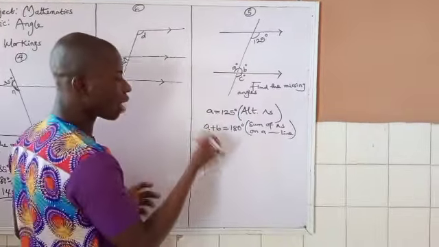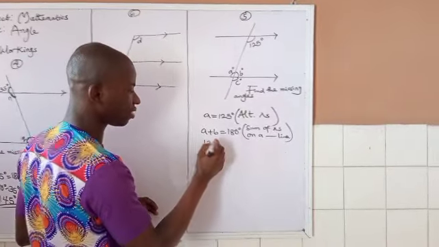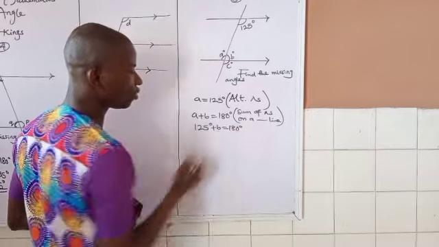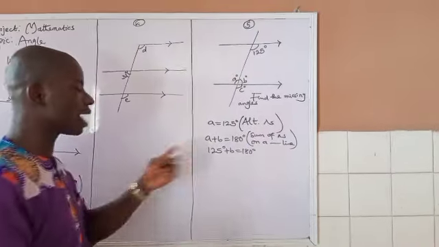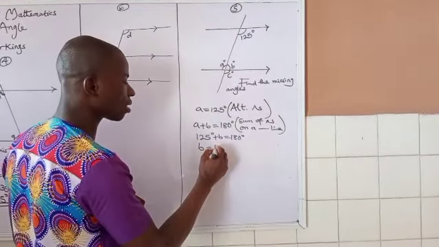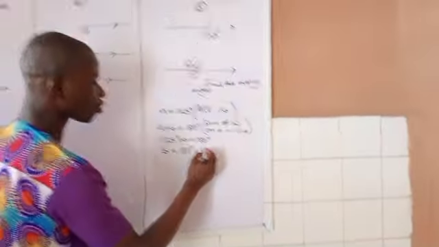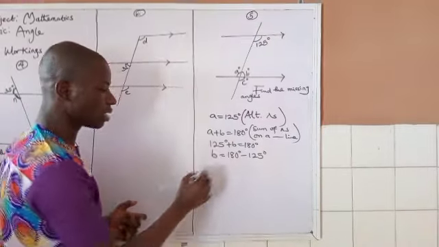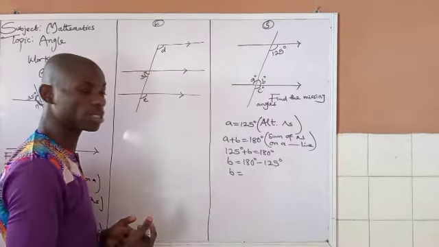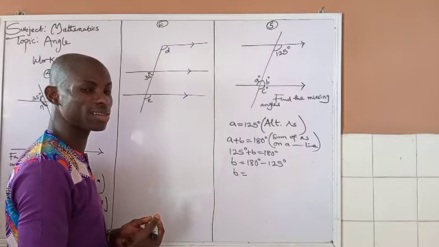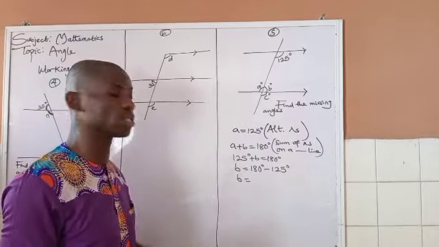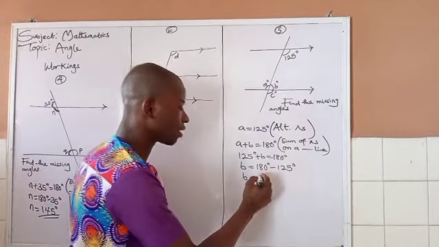Then we have our A is what? 125 is here. Plus B equals 180 degrees. We don't know B, it's B we are looking for. So the next thing now is to collect like terms. So we have B equals 180 degrees minus 125 degrees. So what's the next thing? B equals 180 minus 125. What is that? I'm waiting for you to give me the answer. Come on, give me the answer. So when you minus 125 from 180, what are you going to have? That's 55.